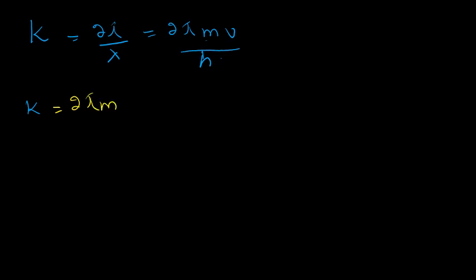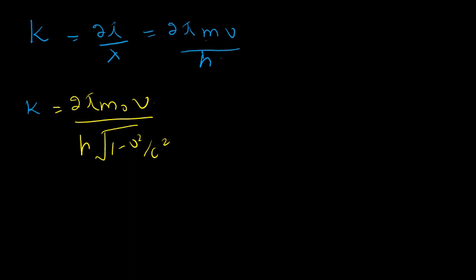In the same way, the corresponding wave number k is equal to 2π/λ, and we can write it as 2πmv/h. Here again, if we use the rest mass, then k will be equal to 2πm0v over h√(1 − v²/c²).